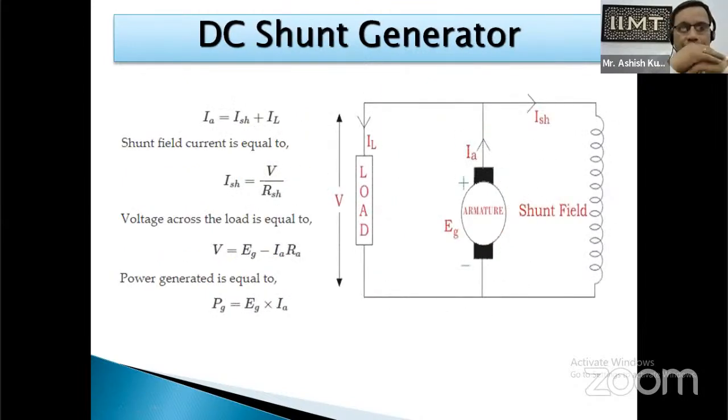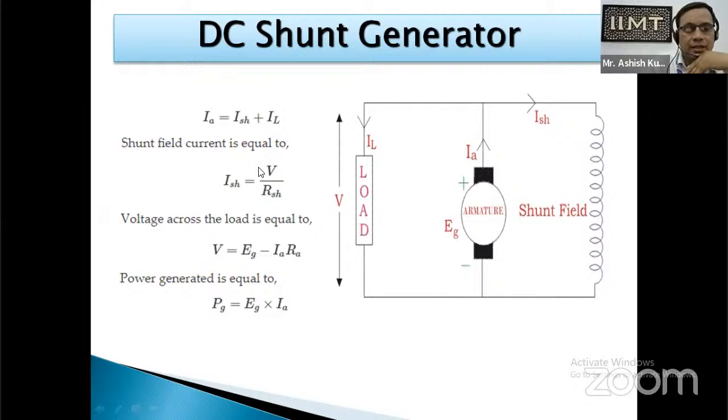So here is the circuit diagram of a DC shunt generator. Here we see clearly that the field winding is connected in parallel with the armature circuit, and a part of the armature current that is generated at the armature circuit goes through the shunt field winding, which helps to build the magnetic field. So here the armature current is equal to the current flowing through the load plus the current flowing through the shunt field winding. The shunt field current is always equal to V upon RSH.